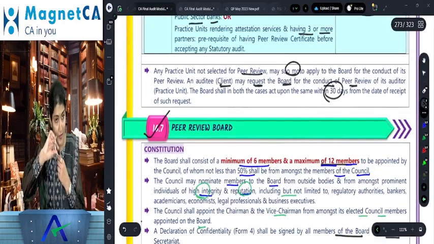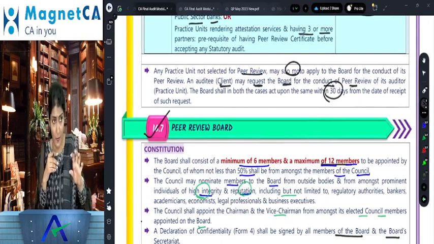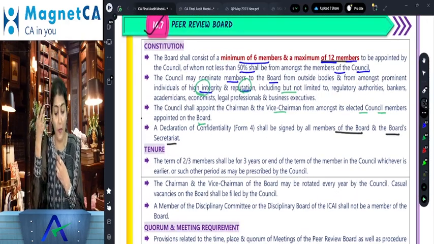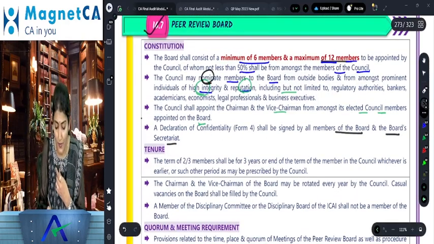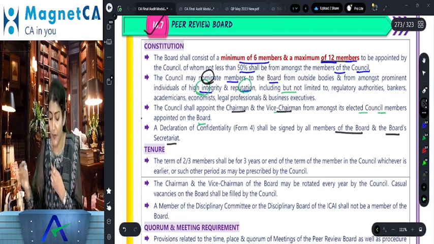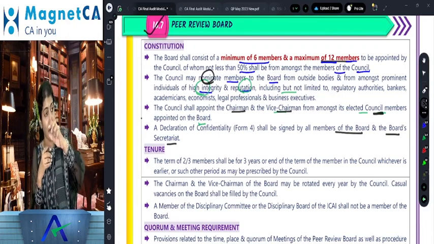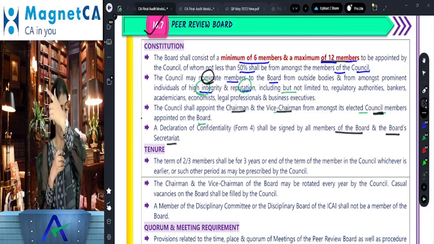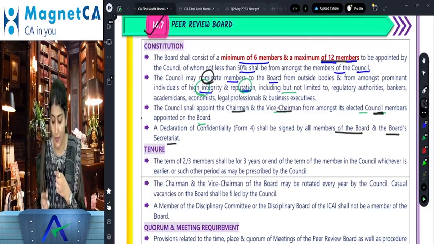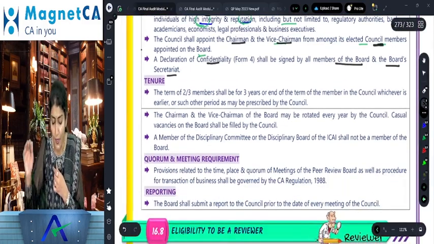Minimum 6 members, maximum 12 members, at least 50% should be council members. Then what does it say? Other individuals of high integrity and reputation may also be nominated on the board. Then the council will appoint the chairperson and the vice chairperson from amongst the council members appointed on the board. So chairperson and vice chairperson have to be council members. It cannot be the outside individuals of high integrity and reputation. Then what does it say? These board members and the board secretariat also have to give a declaration of confidentiality.